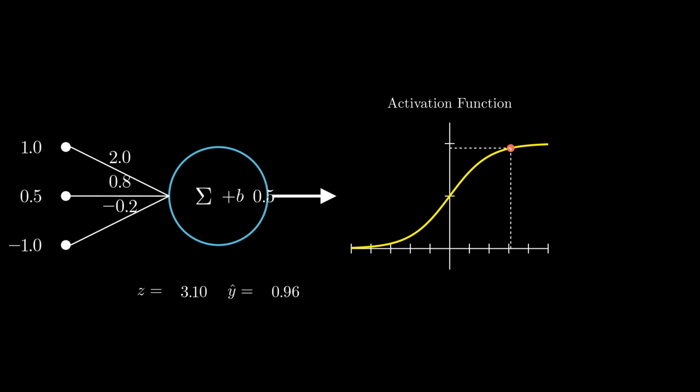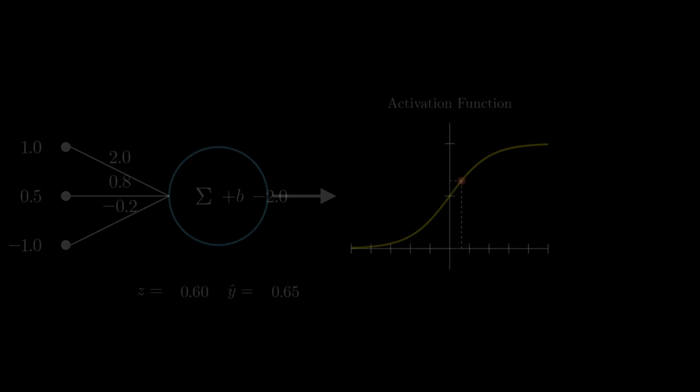Now, let's see the effect of the bias. Let's keep the weights as they are and dramatically decrease the bias from 0.5 down to -2. And there you go. Even with the same inputs and weights, lowering the bias has pulled the entire calculation down. The value of z becomes negative, and the output y hat drops close to 0. The neuron has been biased towards being inactive.